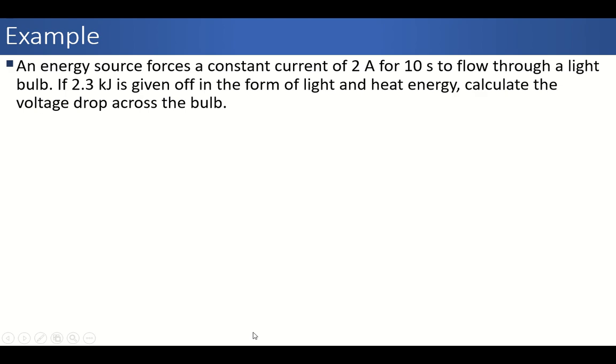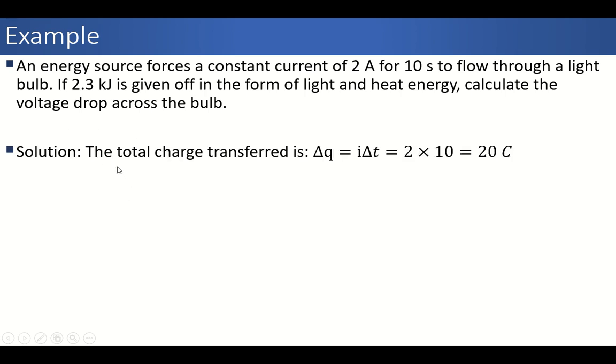So let's see some examples related to potential difference, energy and power. An energy source forces a constant current of 2 ampere for 10 seconds to flow through a light bulb. If 2.3 kilojoules of energy is given off in the form of light and heat energy, calculate the voltage drop across the bulb. We are given that the current through the bulb is 2 ampere, flowing for 10 seconds, and in those 10 seconds the energy given off by the bulb is 2.3 kilojoules, and we want to find the voltage drop.